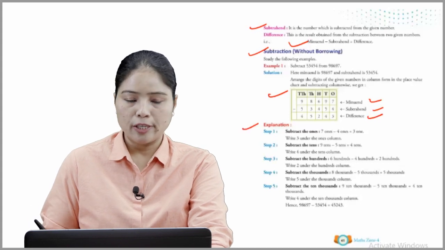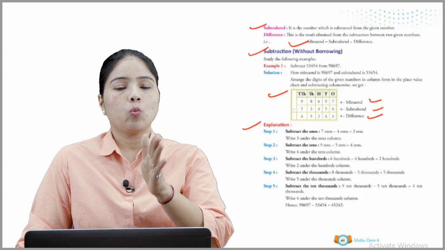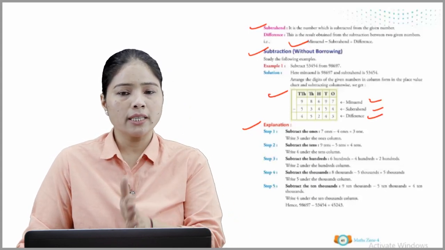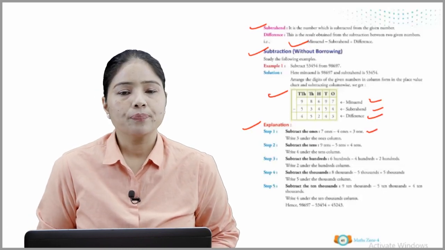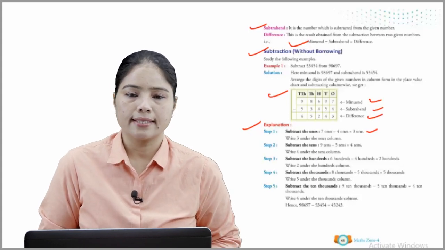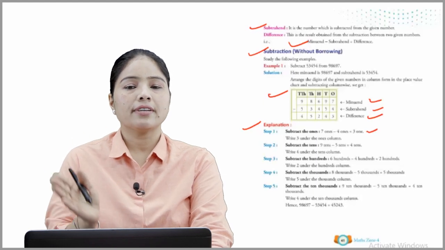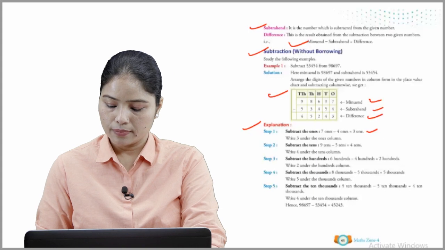Let's see the explanations. Explanation का step number 1 is subtract the ones. पहले ones को subtract करना है. Like 7 ones minus 4 ones is equal to 3 ones. Write 3 under the ones column. Step number 2, subtract the tens. Tens को subtract करना है. 9 tens minus 5 tens is equal to 4 tens. Write 4 under the tens column.